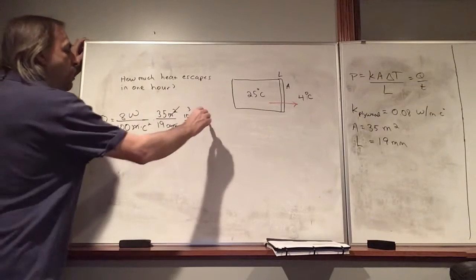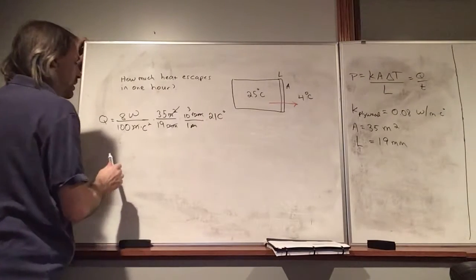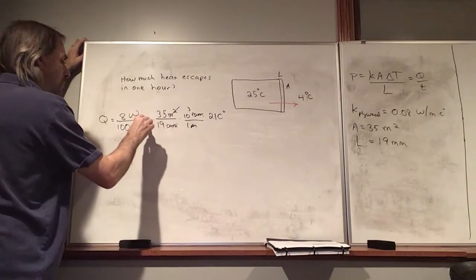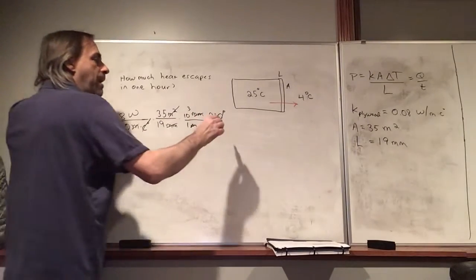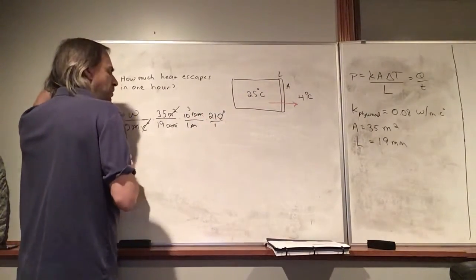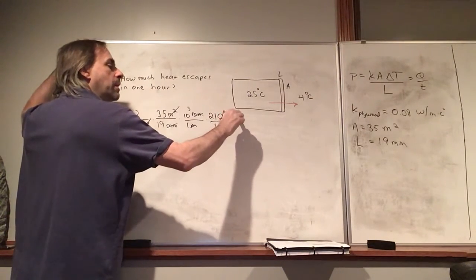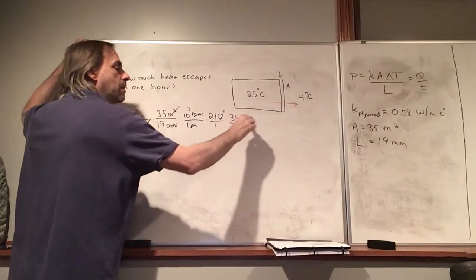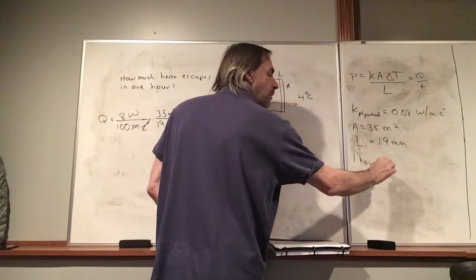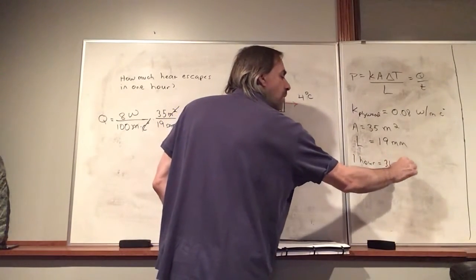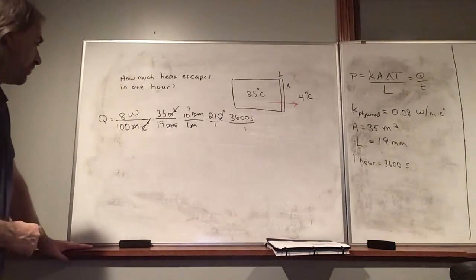So we have KA over L, and then times 21 Celsius degrees. So they're going to cancel out. And then we have to multiply by 1 hour, which, well, an hour is 60 minutes, each minute is 60 seconds. So just to save a little space, I'll write that here for now. 1 hour is 3,600 seconds. So let's just write that down.